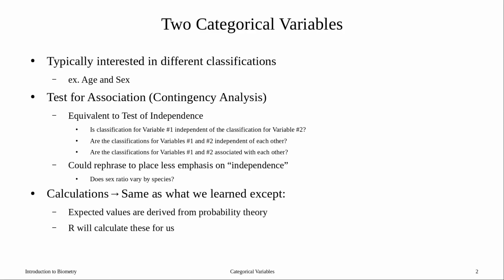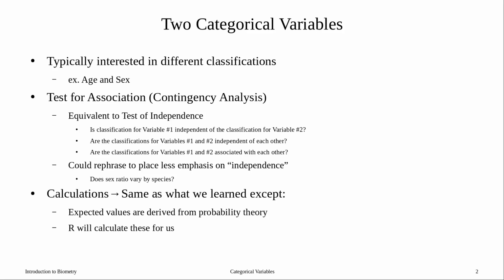Types of questions that we could ask and answer with a contingency analysis are these. Is classification for variable 1 independent of the classification for variable 2? Also, are the classifications for variable 1 and 2 independent of each other? Or are the classifications for variable 1 and 2 associated with each other? We could also rephrase our questions to place less emphasis on independence and more on how variables vary. So for example, does sex ratio vary by our species, or does it vary by age, etc.?